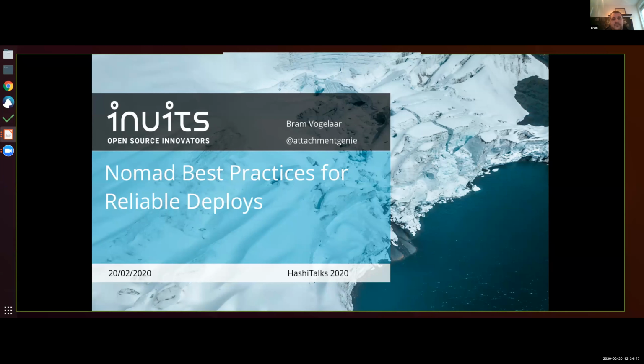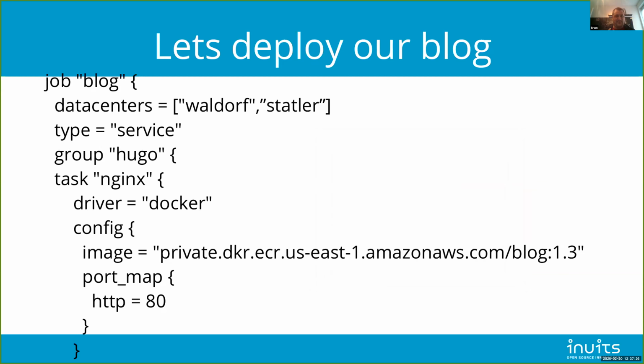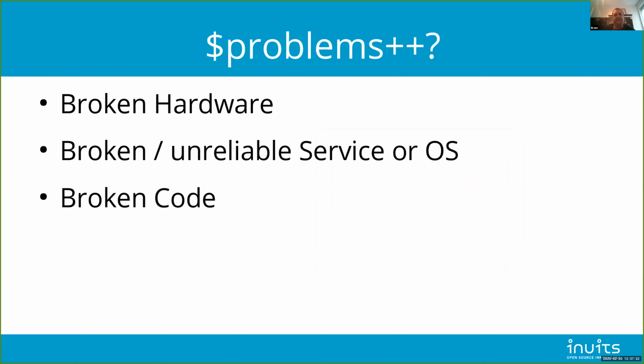My job is of type service. There are a couple of types. One is batch, and you can also make sure that something runs on every node in your Nomad cluster. But in this case, I want something of type service. I'm going to group tasks together, and one of the tasks is Nginx. This is my little container that has my static blog inside. The driver is going to be of type Docker, and I'm going to expose something on port 80.